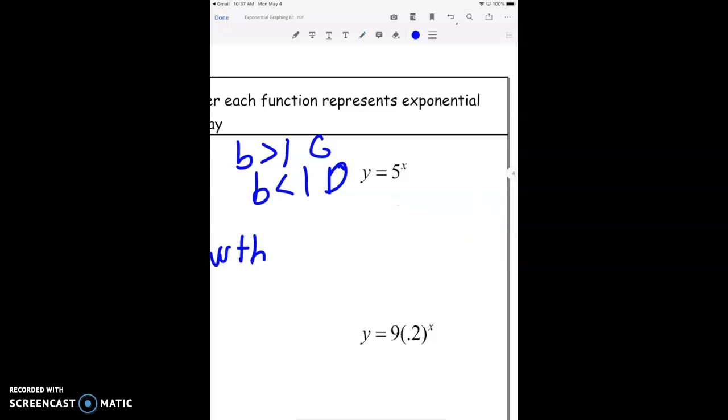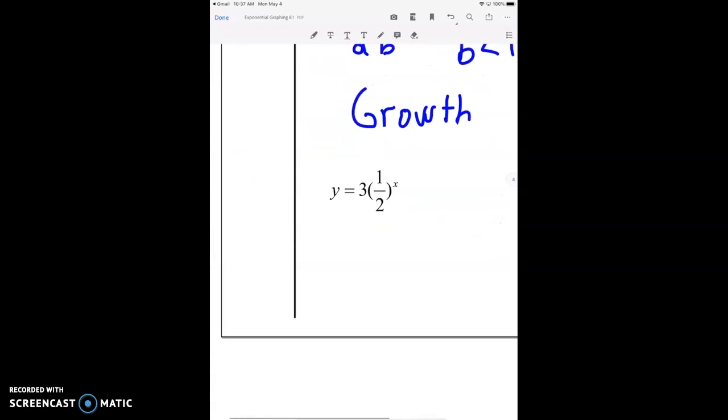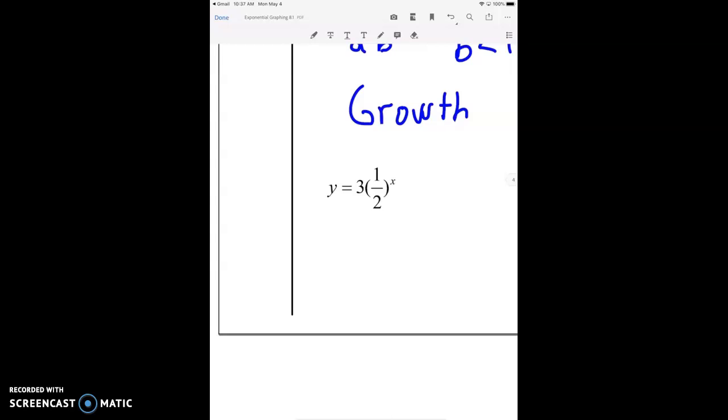So there you go. All right, go ahead and come down here. I've got 3 times 1/2. Again, the 3 is A. The 1/2 is B. Last time I checked, 1/2 is less than 1. So this would be an example of decay.